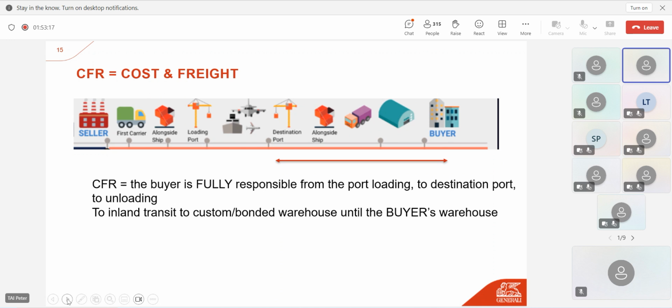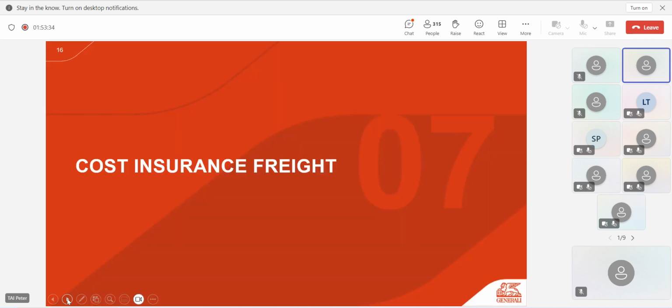So now if you see CFR as a buyer, you should be happy because at least the dangerous journey, the part that is high risk, which is the port to port sea journey, is covered. Okay.